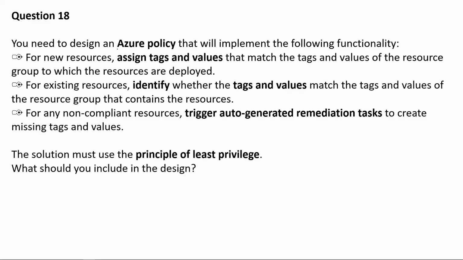Question number 18. You need to design an Azure policy that will implement the following functionality. For new resources, assign tag and values that match the tags and values of the resource group to which the resources are deployed. Second requirement is for existing resources, identify whether tags and values match the tags and values of the resource group that contains the resources. Next requirement is for any non-compliant resources, trigger auto-generated remediation tasks to create missing tags and values. The solution must use principle of least privileges. What should you include in the design?